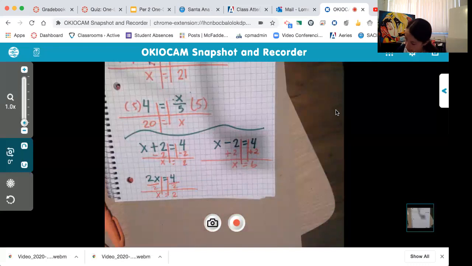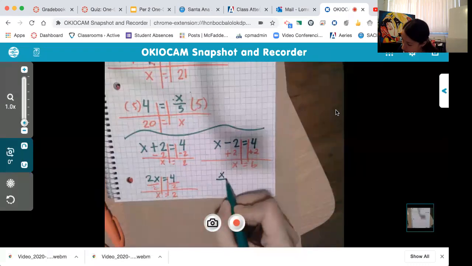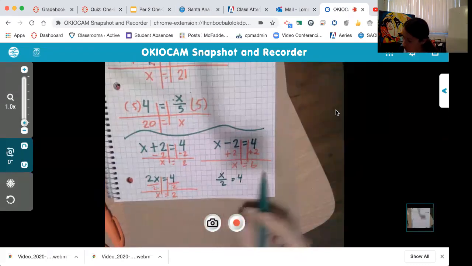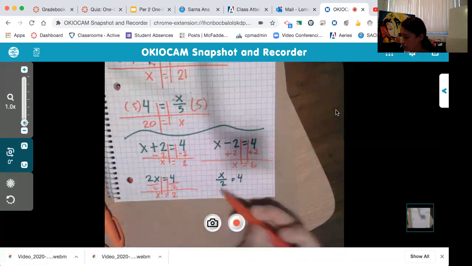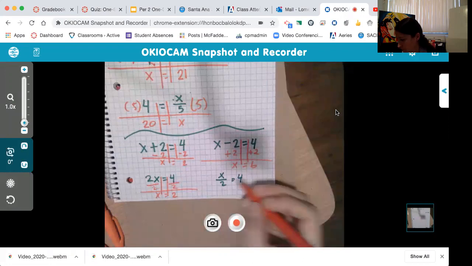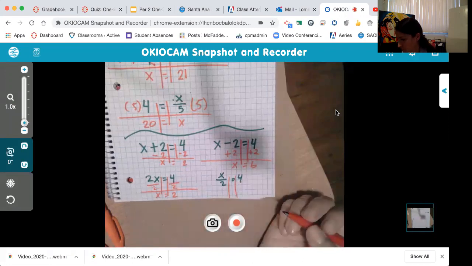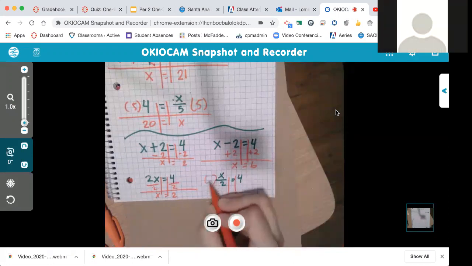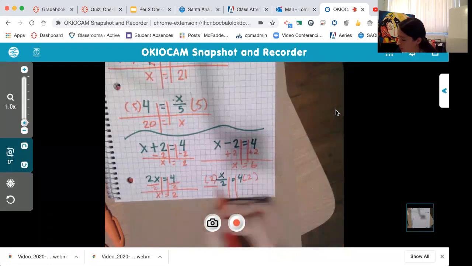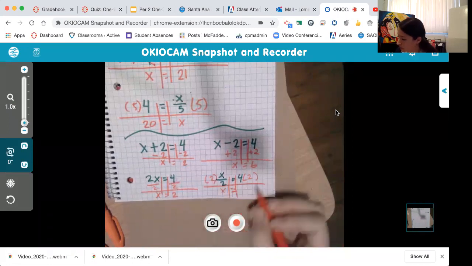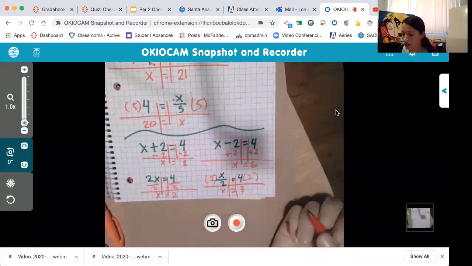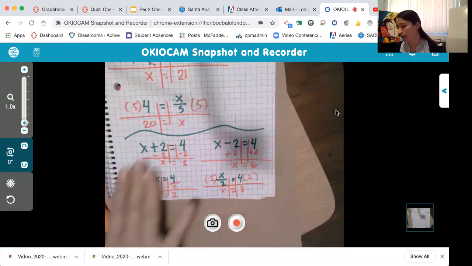Now, one last problem. What if it looks like a fraction? x divided by 2 equals 4. So how do I move the 2? Multiply. Thank you. Multiply by 2, multiply by 2. So we have x equals 8. So I just did 4 problems with you.